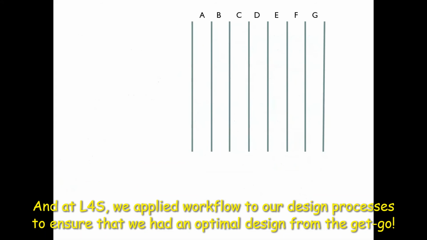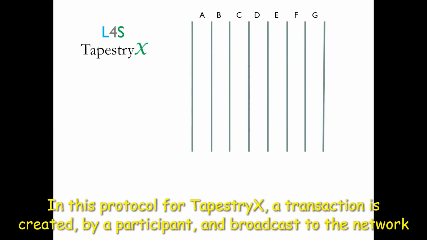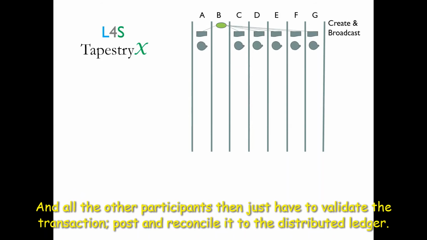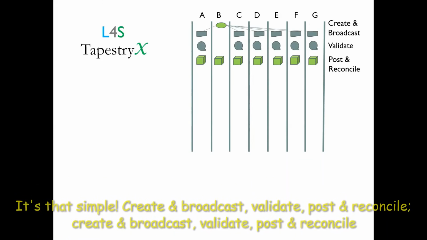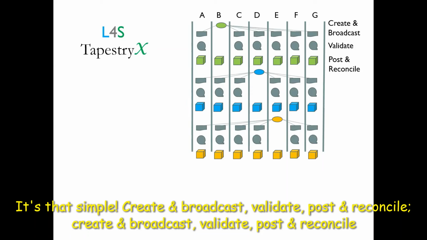So you can see, by applying workflow techniques, it allows you to both critique and understand the different validation methodologies. And at L4S, we applied workflow to our design processes to ensure that we had an optimal design from the get-go. In this protocol for Tapestry X, a transaction is created by a participant and broadcast to the network. And all the other participants then just have to validate the transaction, post and reconcile it to the distributed ledger. It's that simple. Create and broadcast, validate, post and reconcile.